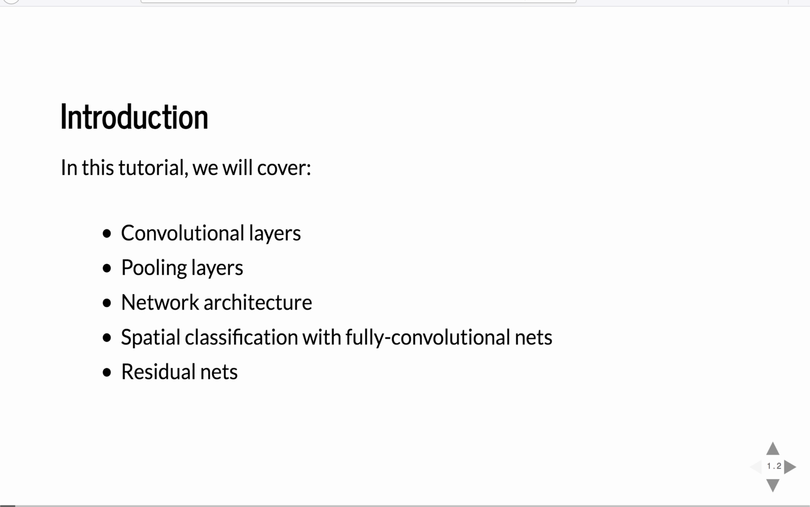So we're going to cover convolutional and pooling layers. We're going to talk about different architectures of convolutional networks. We're going to talk about how to do fully convolutional networks, which don't contain any fully connected layers, and residual networks, which is a kind of new, better architecture.